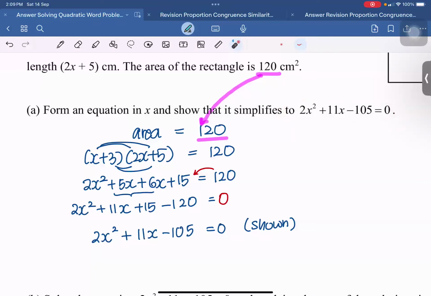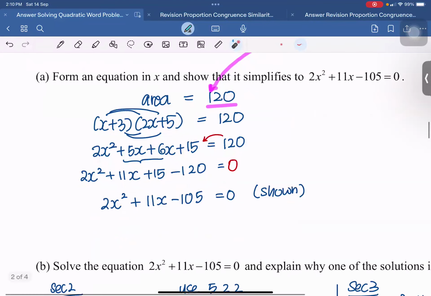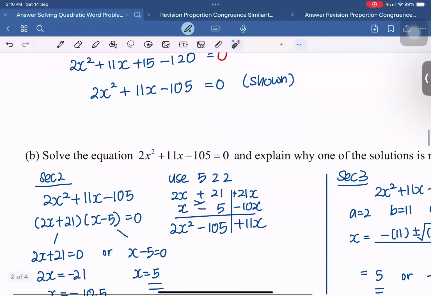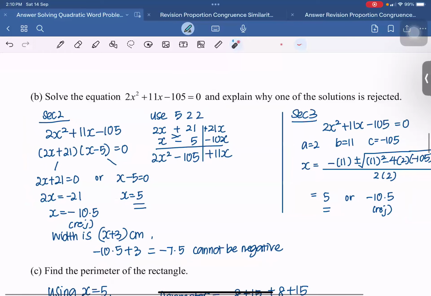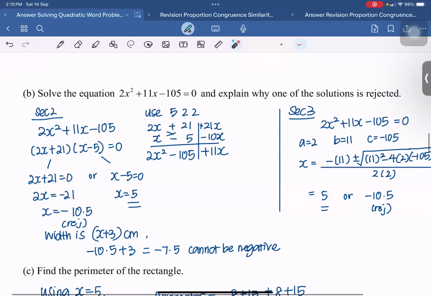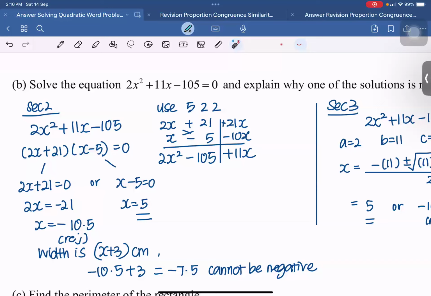Now, let's say even if you cannot do part A, you can also go straight to part B to solve the equation. So in order to solve the equation and explain why one of the solutions is rejected, for the Sec 2 level, we need to solve by factorization because we only learn factorization. I hope you know how to use your calculator mode 5 2 2.